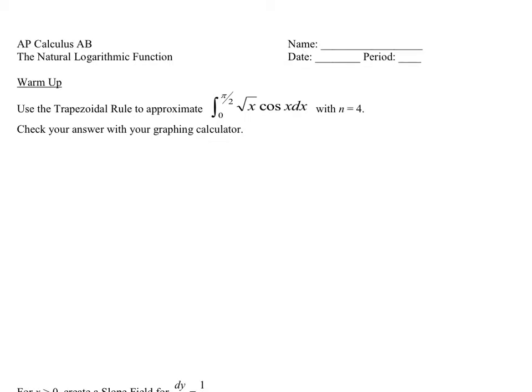All right, so here I have a problem for you to try. The integral of radical x times cosine of x dx. We're taking the integral from 0 to pi over 2 using the trapezoidal rule with n equals 4. Okay, so go ahead and try that one.